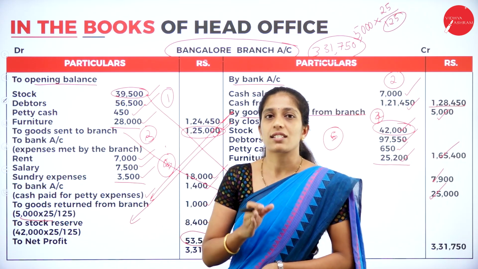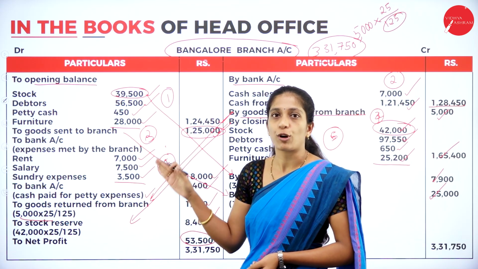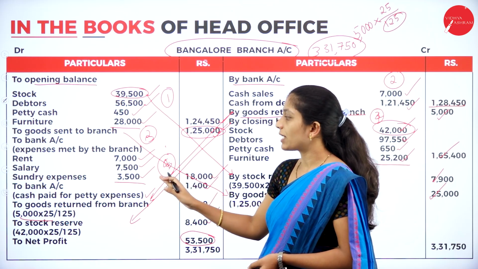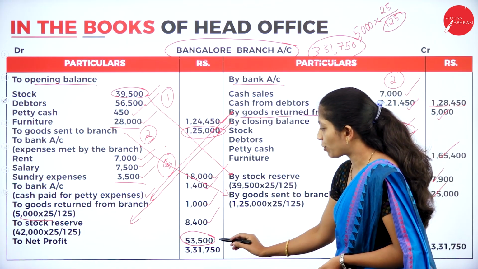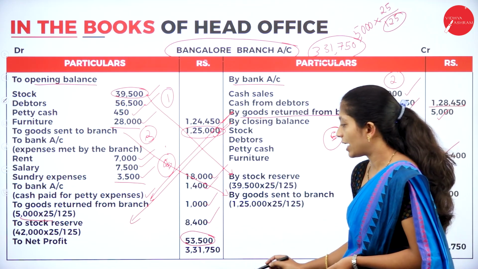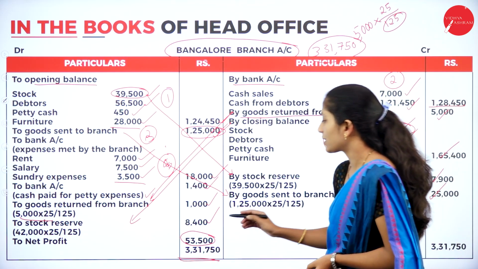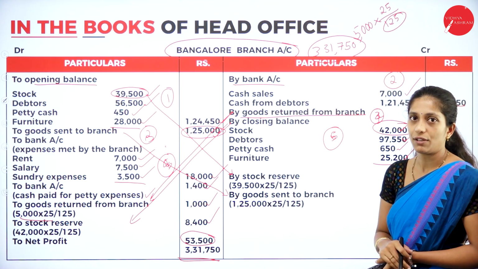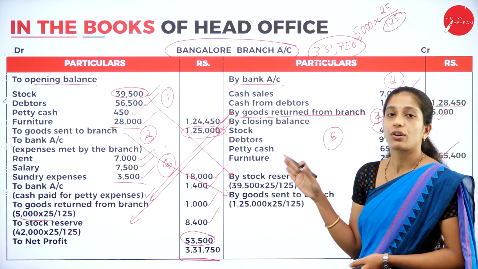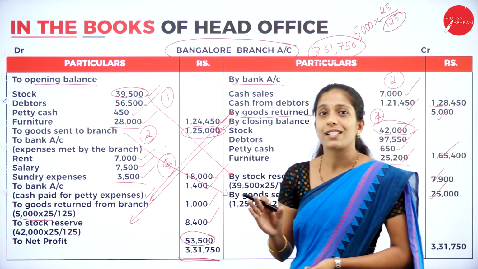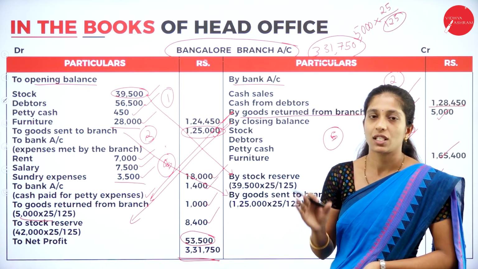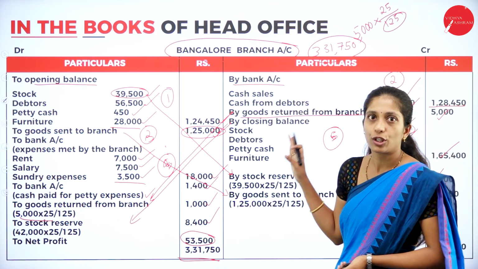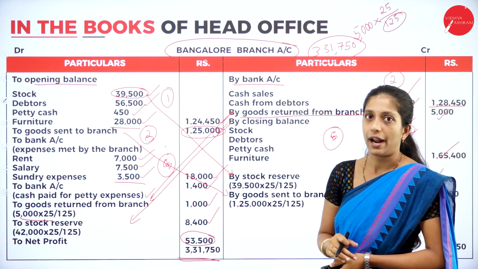So the ultimate result of the branch account will be either net profit or net loss. Suppose if the debit side is more than the credit side, it is net loss. Now it is net profit, 53,500, and the total of both sides is 3,31,750. So this is how you are going to prepare the branch account. Only thing is that you have to remember the format and the steps. Clear? So this is how you prepare the branch account in the books of head office.